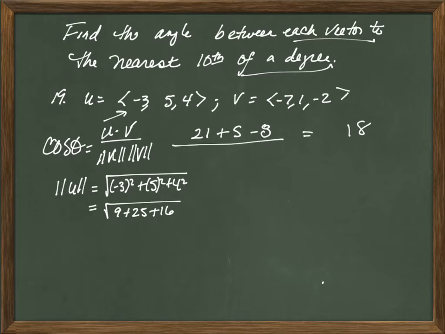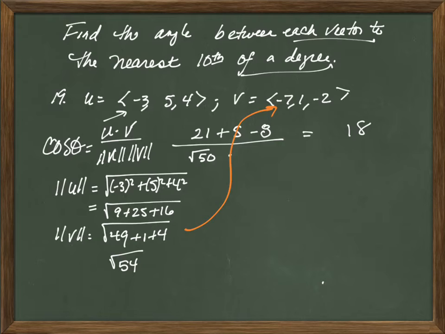What we want to do is don't round or anything. We can keep it the square root of 50 because then our numbers will be better, right? And times the magnitude of v, which is the square root of 49 plus 1 plus 4. So 54, the square root of 54. So we'll put the square root of 50 times 54 under here, and that's equal to the cosine theta.